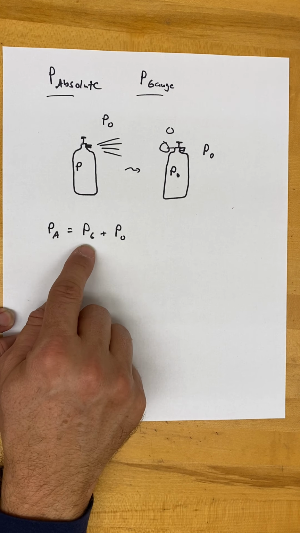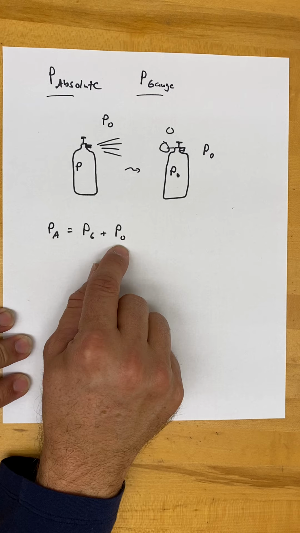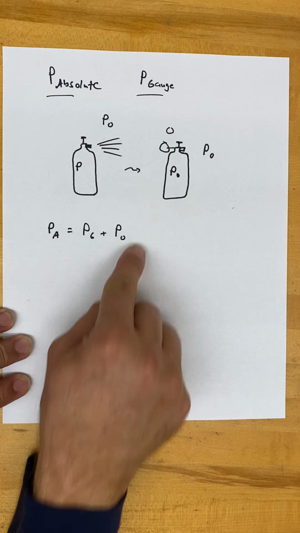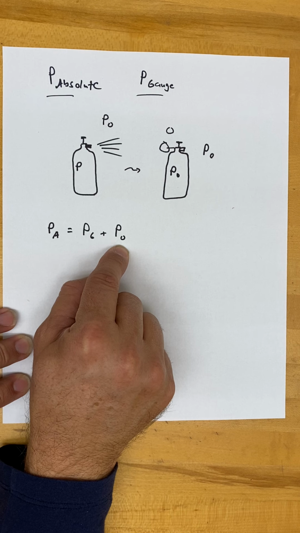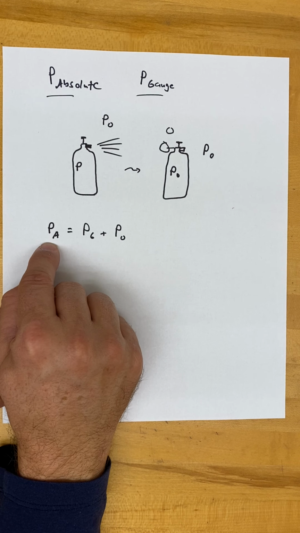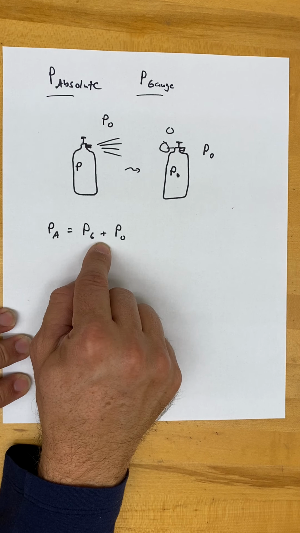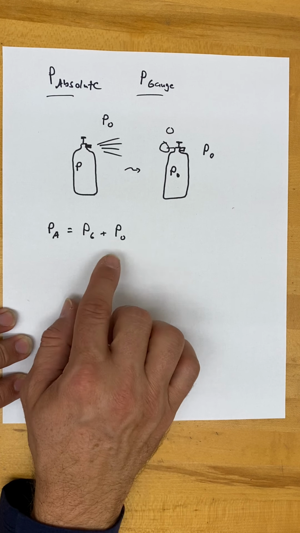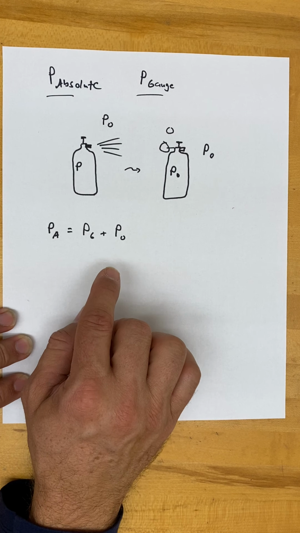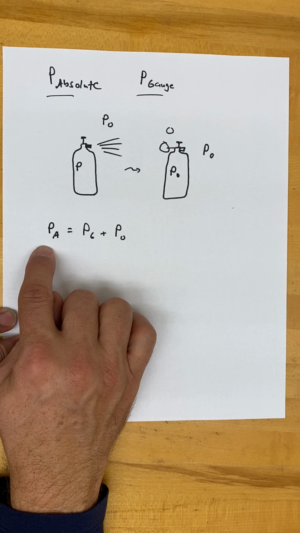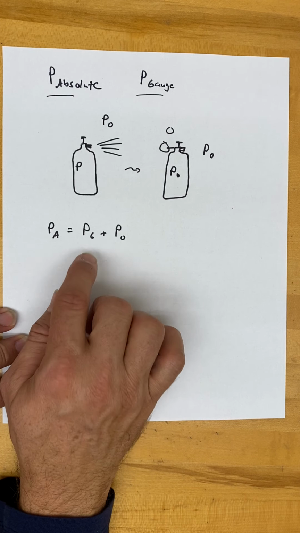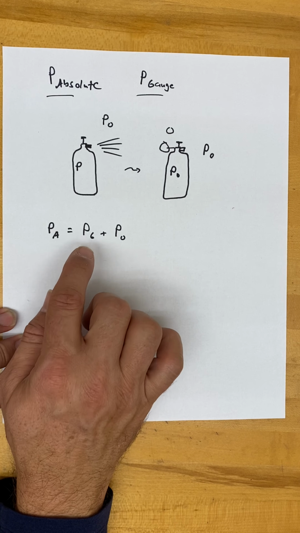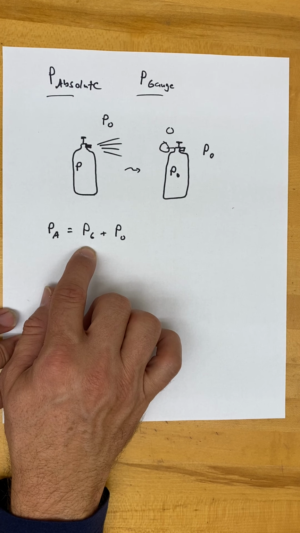To do that, I need to recognize that as long as I'm open to the atmosphere, I'm always going to have this additional term, atmospheric pressure, so I can then talk about the absolute pressure as the summation of both of those. So it's actually a pretty simple way to approach it. If you want the absolute pressure, you add atmospheric pressure to whatever the gauge reads. If you just want gauge pressure, you just read that. It's not a big deal.